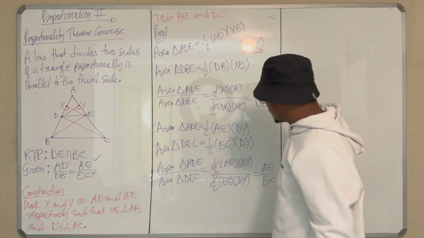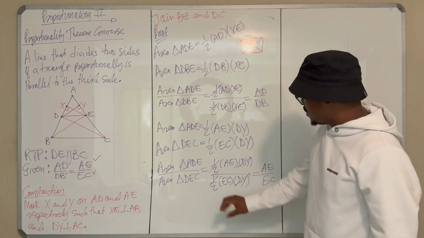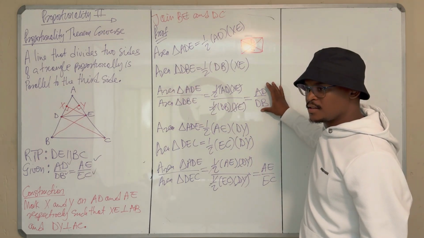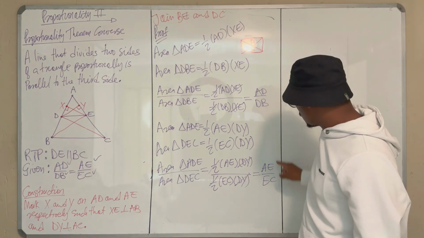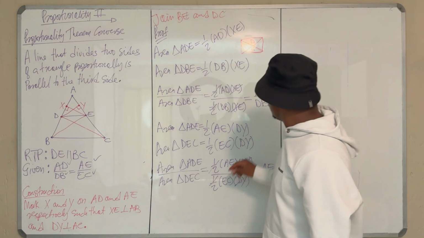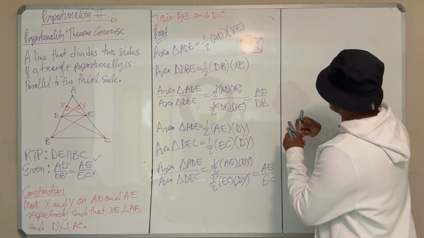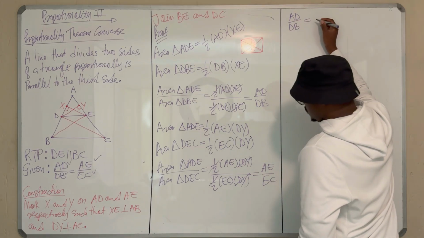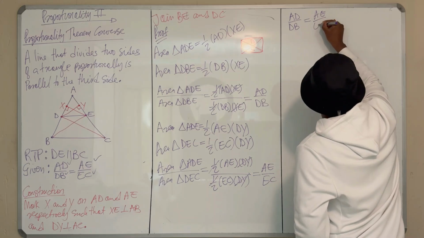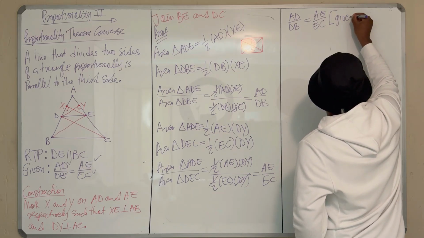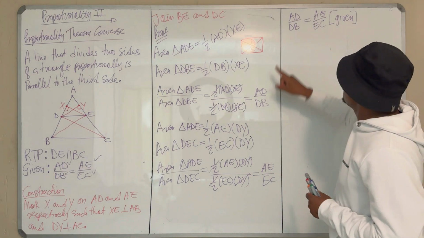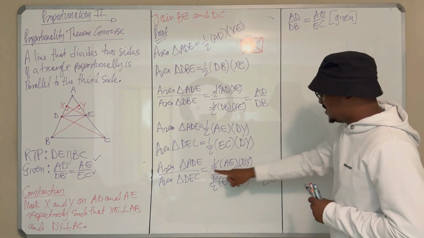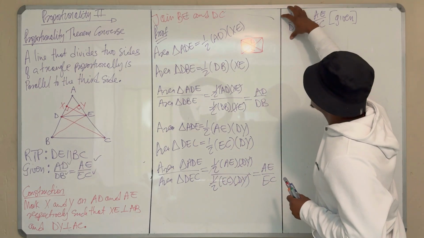But what we have at this point is that this ratio of these areas is equal to this, and this ratio of these areas is equal to that. Remember, we're given that this is equal to this. That was given information. So this is equal to this, which means AD over DB equals AE over EC. This was given information. But AD over DB is equal to that, and AE over EC is equal to this. So in the place of this, I can substitute that.